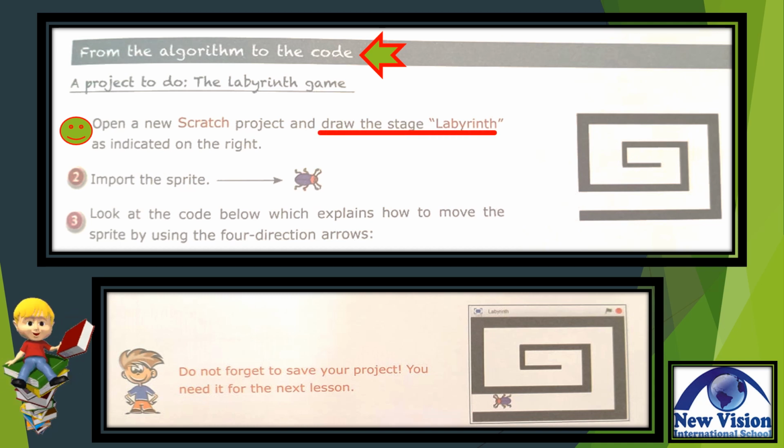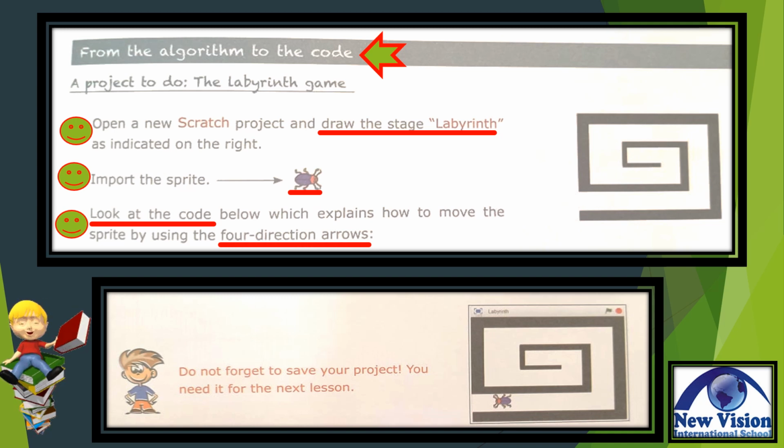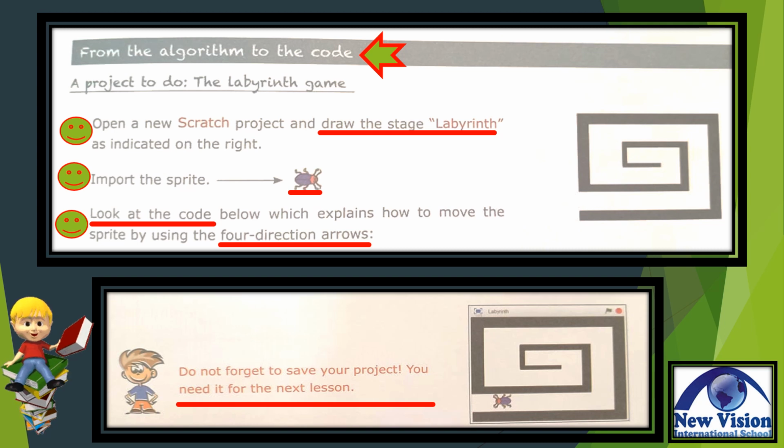Direction number 2. You're going to import the sprite Beetle. And finally, for direction number 3, you're going to look at the code which explains how to move the sprite by using the 4 direction arrows. And always remember, do not forget to save your project because you're gonna need that for the next lesson.